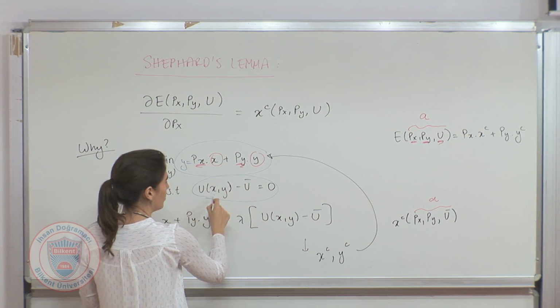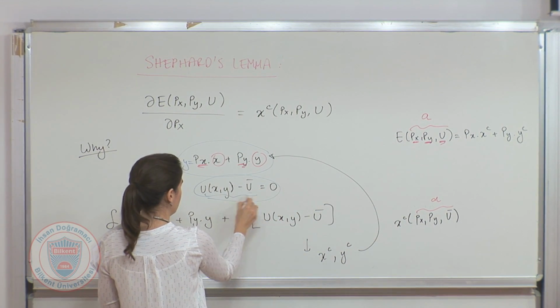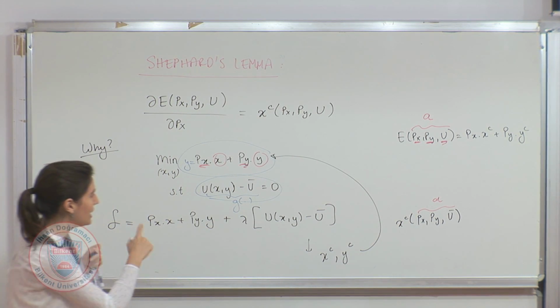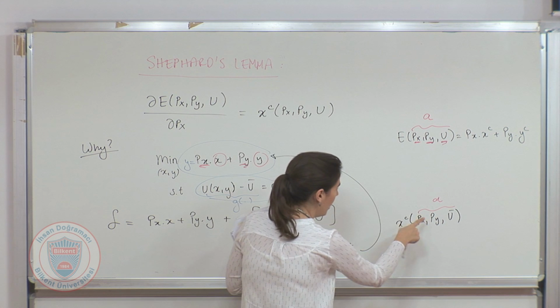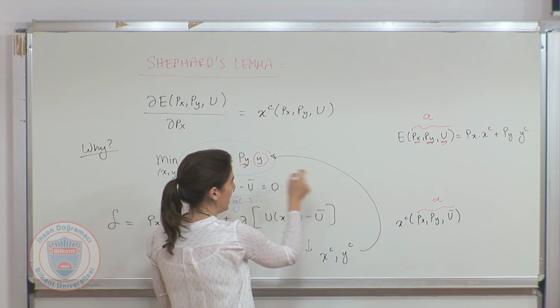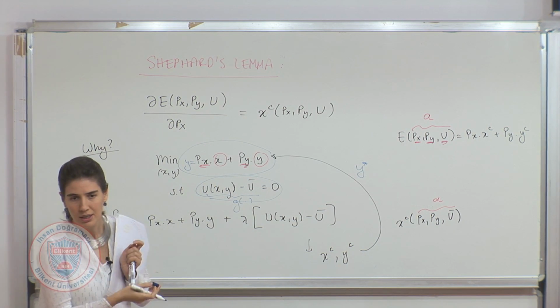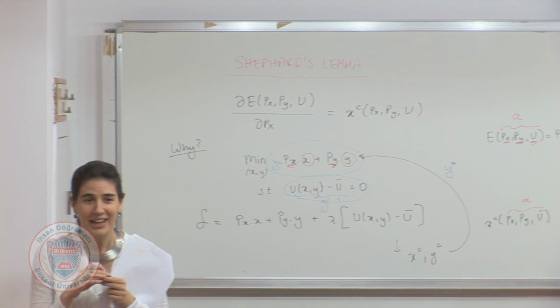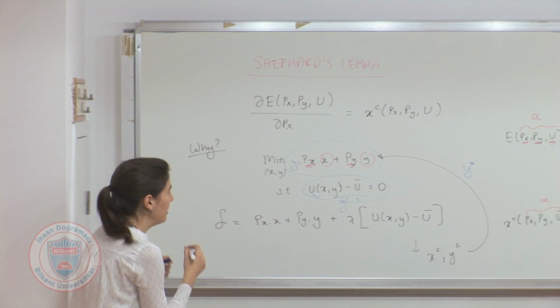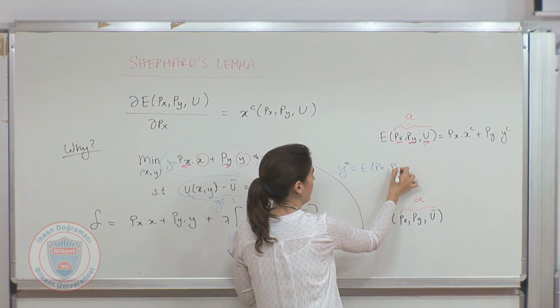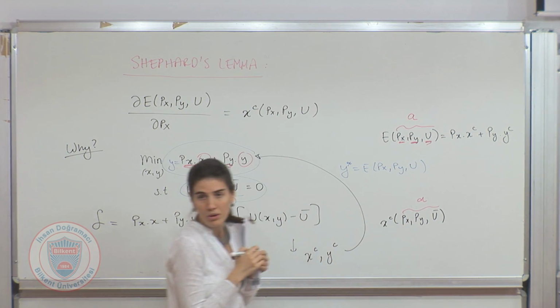This is my constraint, my g here, right? And then when I get these optimal points, I plug them back into this one, and that's going to be my y star. My y star is what? It's the expenditure function, right? Because, remember, it's the value function. So px, py, u. My y star.